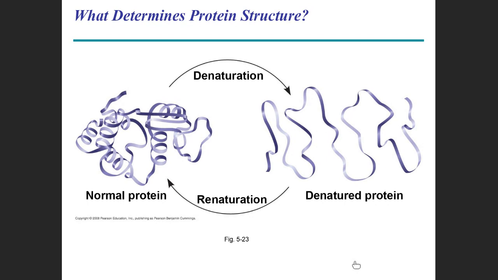But when you fry an egg, you can't put that egg back in the shell. You've completely denatured it. You're not going to ever be able to renature that egg. It'll never be the way it was inside that shell after you fry it. It's completely denatured.